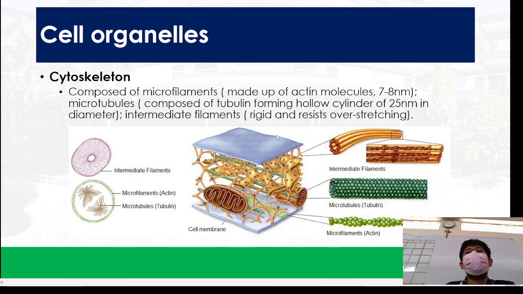And of course, the cytoskeleton. So, it is composed of microfilaments, microtubules, and intermediate filaments. So, the microfilaments are here, and then the microtubules are here. Basically, these are proteins, okay? The cytoskeleton is just made up of proteins which are also produced by the ribosomes. So, let's not complicate things.